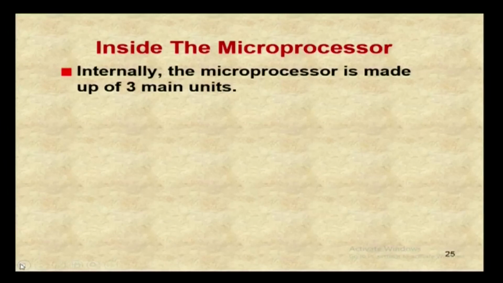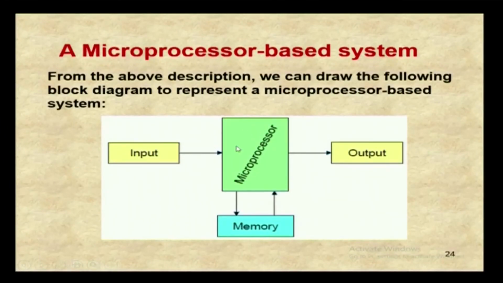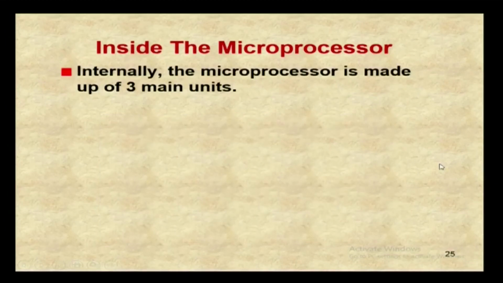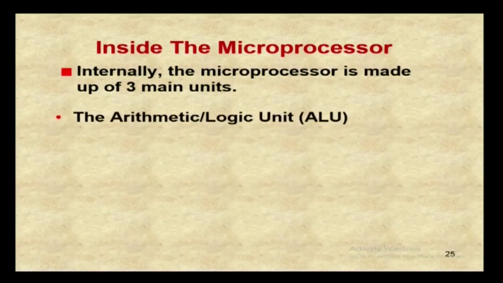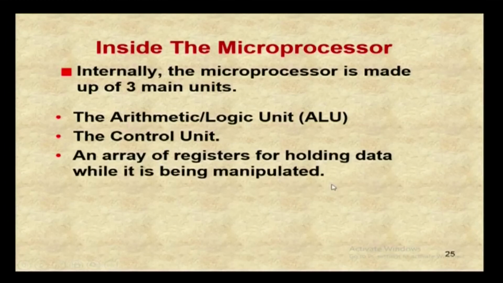Now, what is inside the microprocessor? What we saw in the earlier slide is a complete system. The microprocessor along with all these things makes a computer. Now let us see the microprocessor alone. Inside the microprocessor we have 3 units. The first is the arithmetic logic unit, which performs all the arithmetic and logic operations, and then the control unit, which is responsible for controlling the arithmetic logic unit.